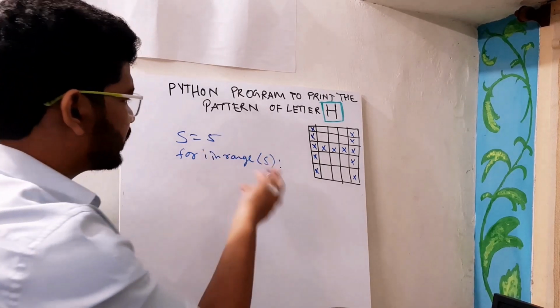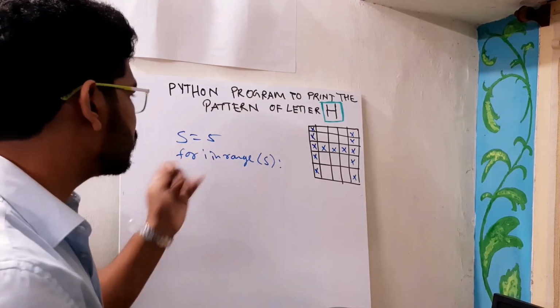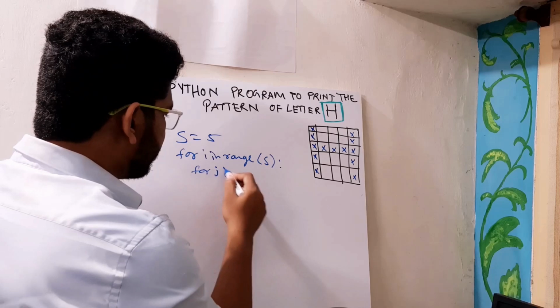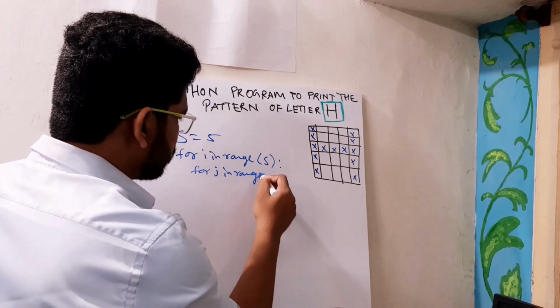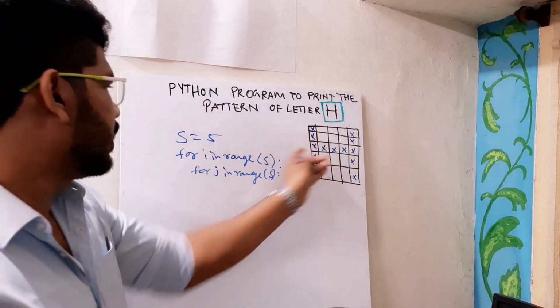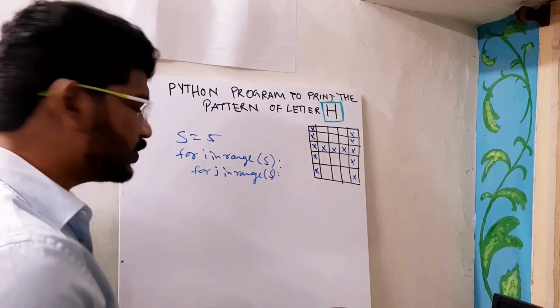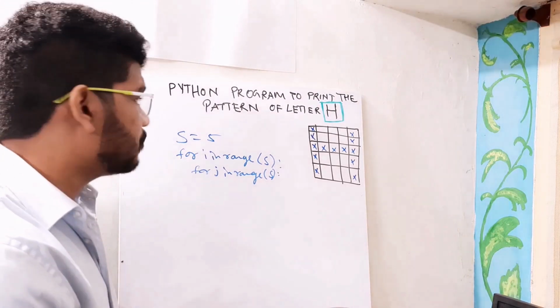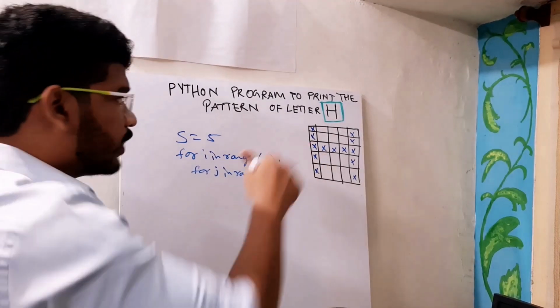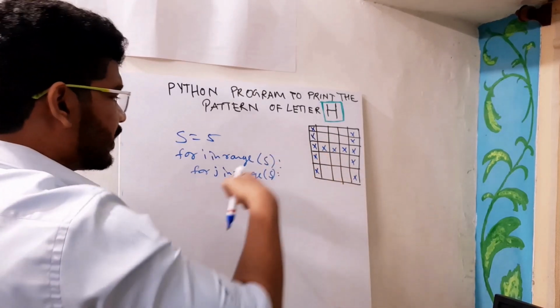S is 5 here, the size. We can take any variable; I took S, so I'm writing S here. And for j in range s. So i is for looping the rows and j is for looping the columns. As you know, in all other programs I follow the same rule. So here I need to write a condition where I can print the columns. This is the first column, that is j.